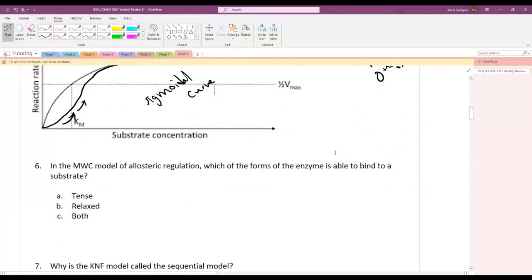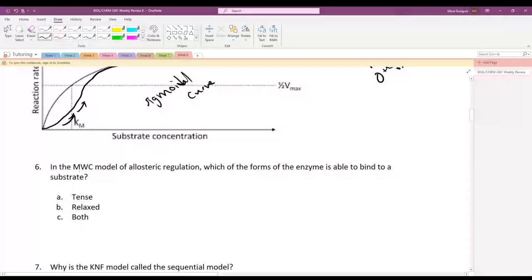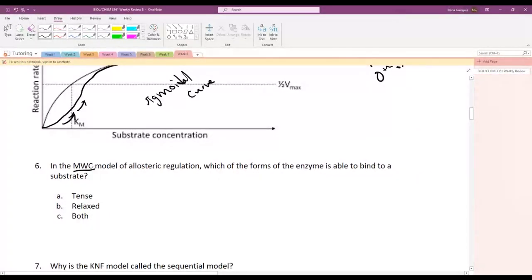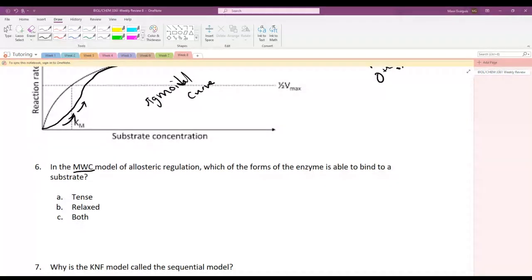Number 6, in the MWC model of allosteric regulation, which of the forms of the enzyme is able to bind to a substrate? So let's talk about the MWC model. I'm going to be honest, I don't know what it stands for. It's the 3 people who came up with it, but we don't need to know what it stands for because it doesn't give anything away. It just tells us which model we're talking about.